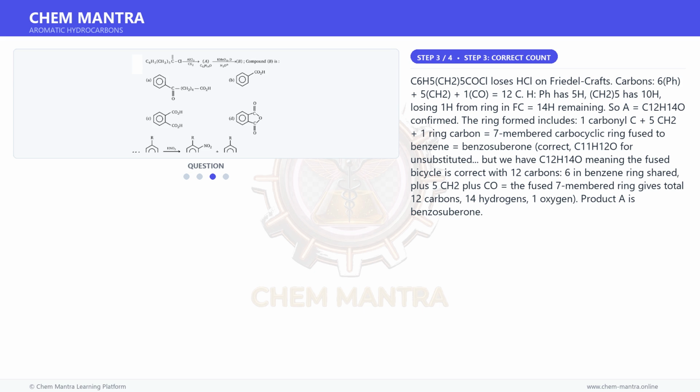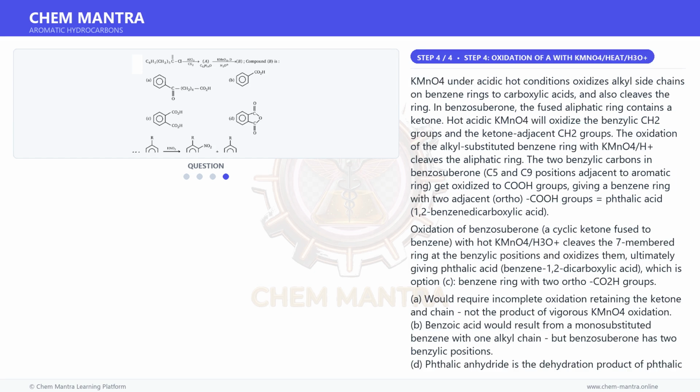Product A is benzosuberone. And for the final step, KMnO4 under acidic hot conditions oxidizes alkyl side chains on benzene rings to carboxylic acids and also cleaves the ring. In benzosuberone, the fused aliphatic ring contains a ketone. Hot acidic KMnO4 will oxidize the benzylic CH2 groups and the ketone-adjacent CH2 groups. The oxidation of the alkyl-substituted benzene ring with KMnO4/H+ cleaves the aliphatic ring.